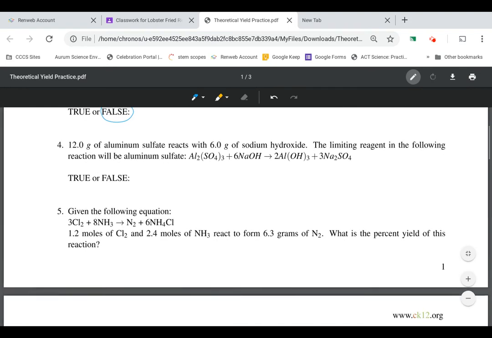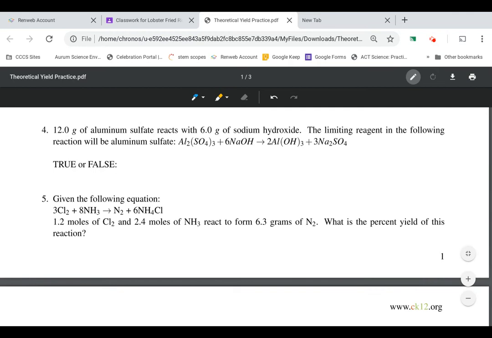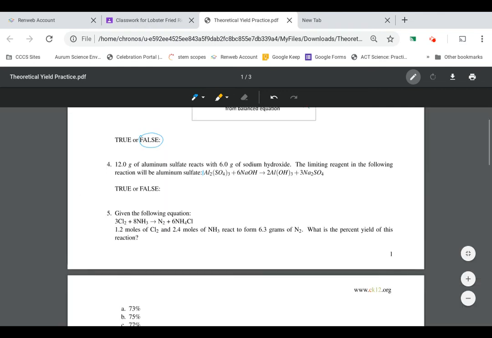Okay, next one. 12 gram of aluminum sulfate react with the 6 gram of sodium hydroxide. The limiting reagent will be aluminum sulfate. Let's take a look, right? So remember, in order to find limiting reagent, first of all, we have to write the coefficient.